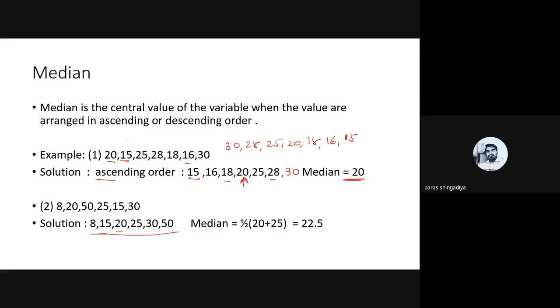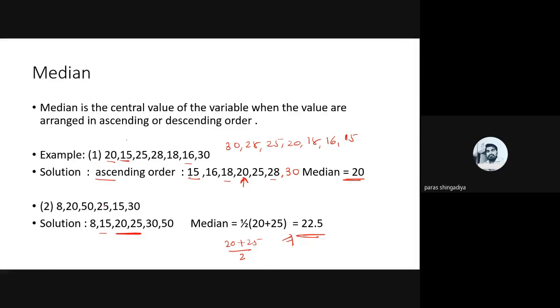So consider the central term. Here we cannot take 20 or 25 alone as the central term, because there is an even number of data values. So how can we find the median in this case? We consider the two middle terms. 20 and 25 are the middle values among all this data. Clear? So consider their average value: 1 by 2 times (20 plus 25), that is 20 plus 25 divided by 2, which is equal to 22.5.